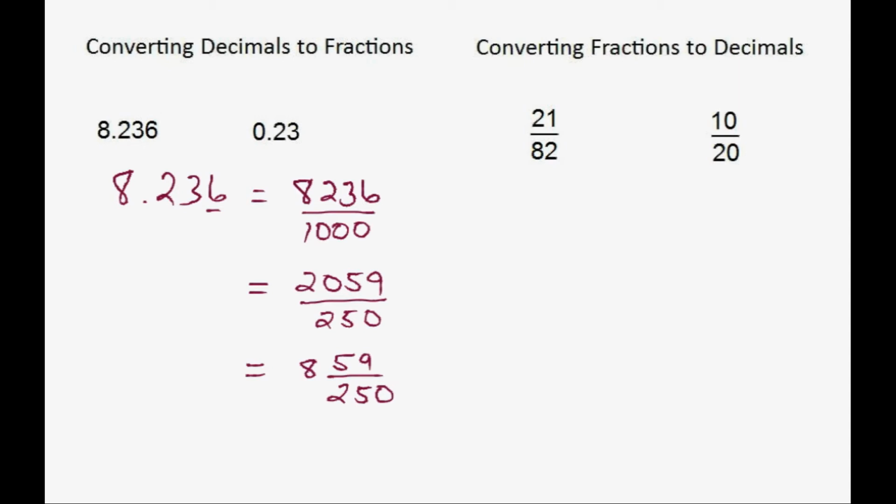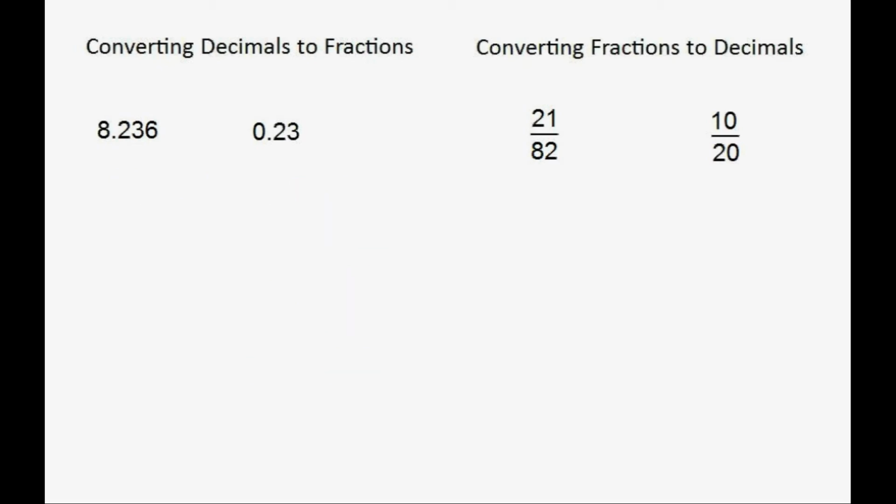Our next example is 0.23. Again, the first step is to count the decimal place of the last digit, 3. 3 lies in the hundredths place. So that means that we're going to place this number over 100 and remove the decimal point. So 0.23 as a fraction is 23 over 100. And 23 over 100 is our final answer.